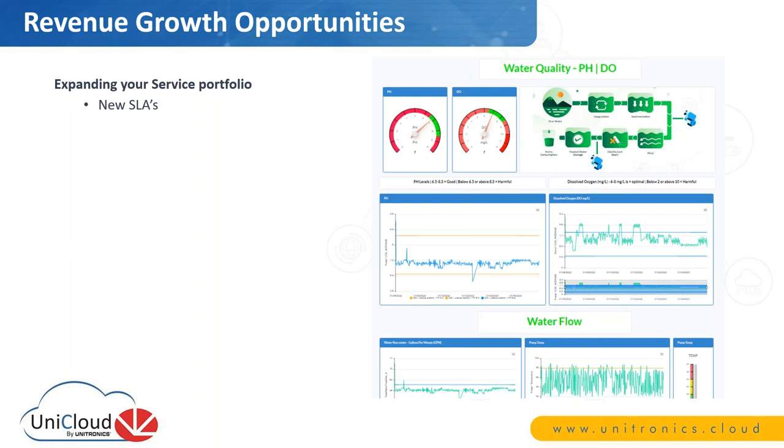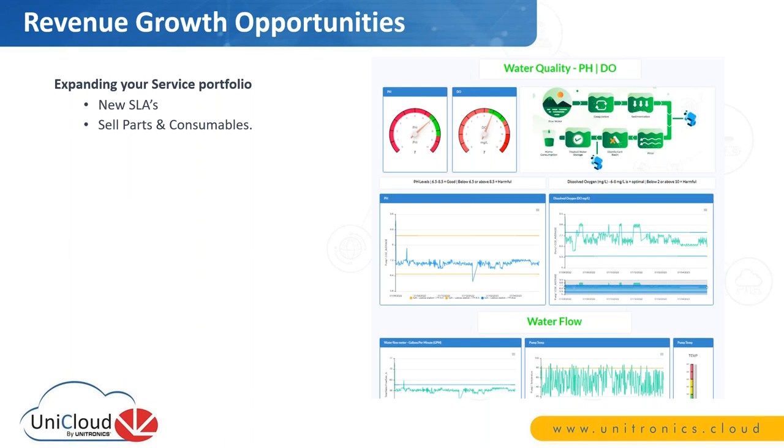So by using the data and the built-in tools of the UniCloud platform, you can basically create different types of SLAs, which also gives you the option to decide how much will be paid for each one of them. And so the customer can decide what he wants to choose.